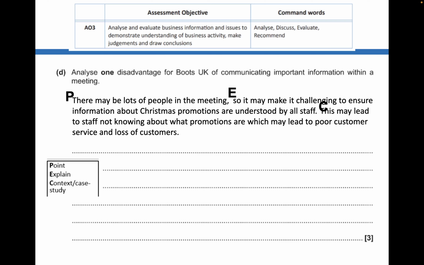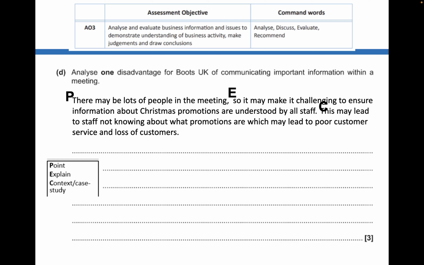We move on now to 3 markers. So now we're looking at the structure of PEC: point, explain, case study, or context. This question is based on a disadvantage for Boots UK of communicating important information within a meeting. So a point here is a disadvantage is there might be lots of people in a meeting. Therefore, it might be difficult for communication to get across.